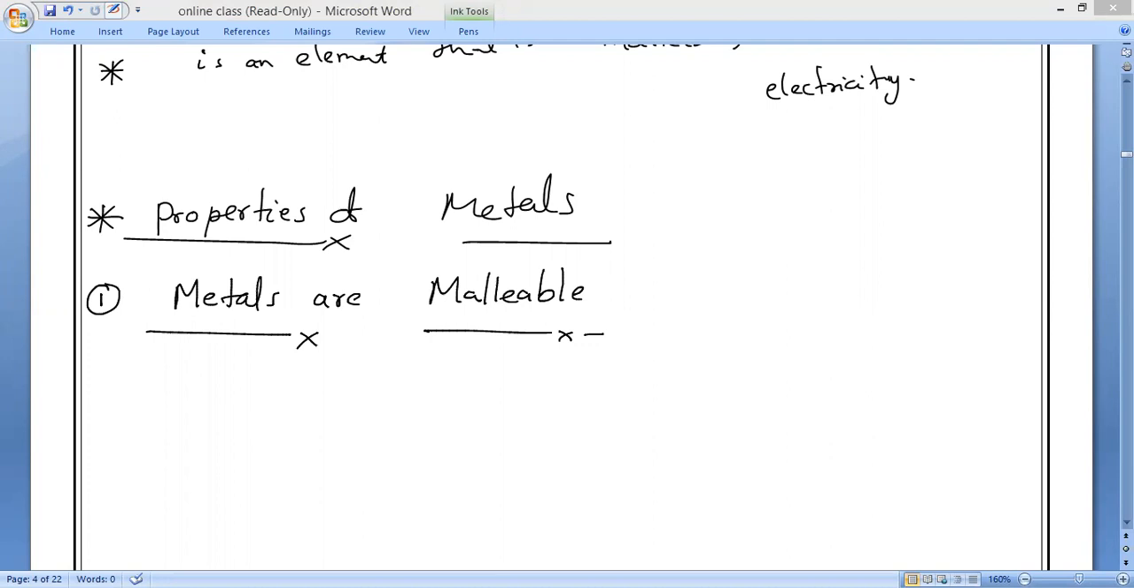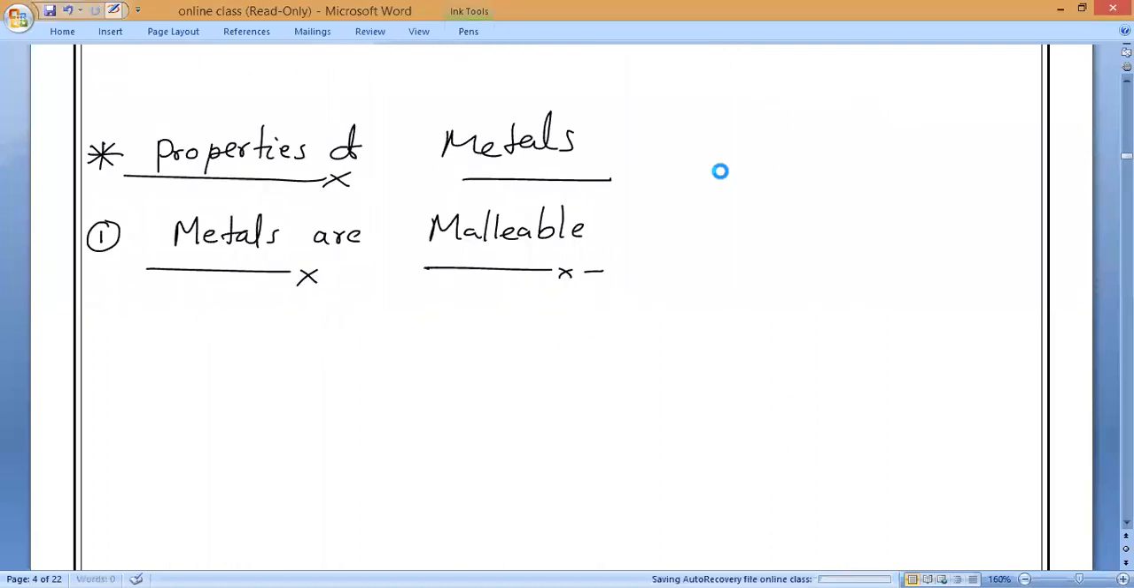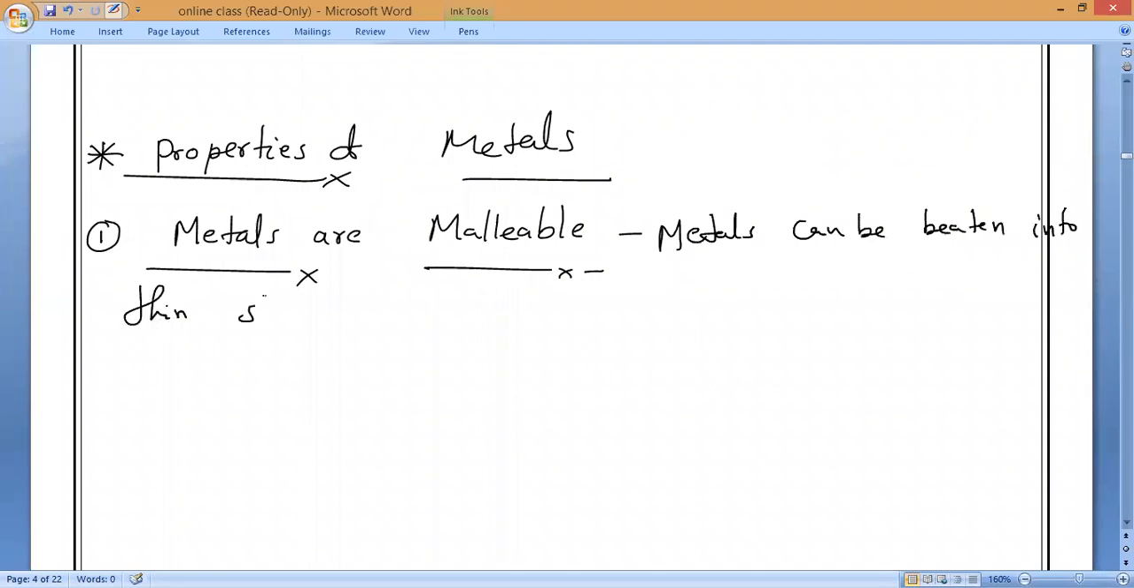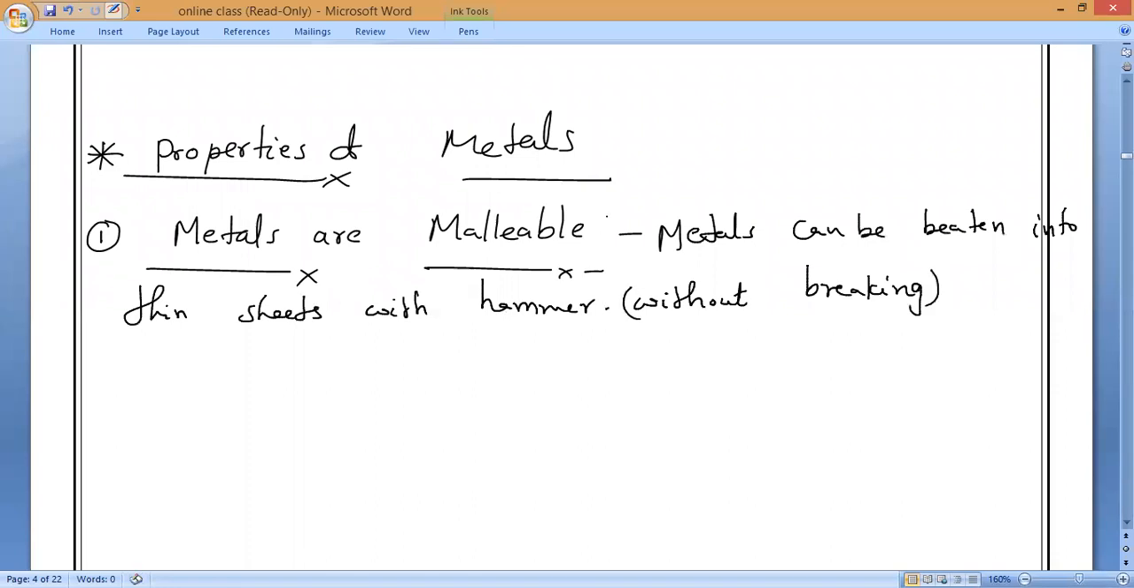Metals are malleable, right? What do you mean by that? Metals can be beaten into thin sheets with a hammer without breaking. That is what we call malleable.